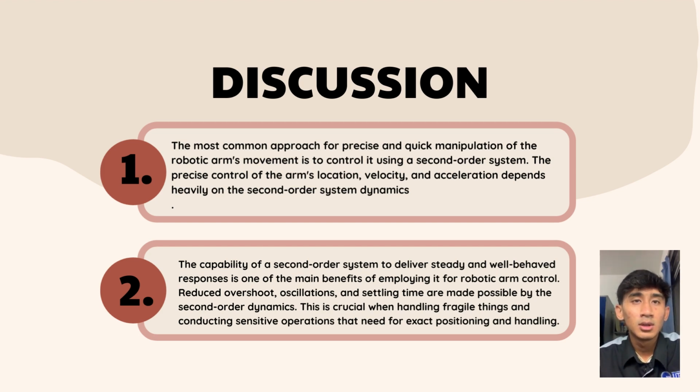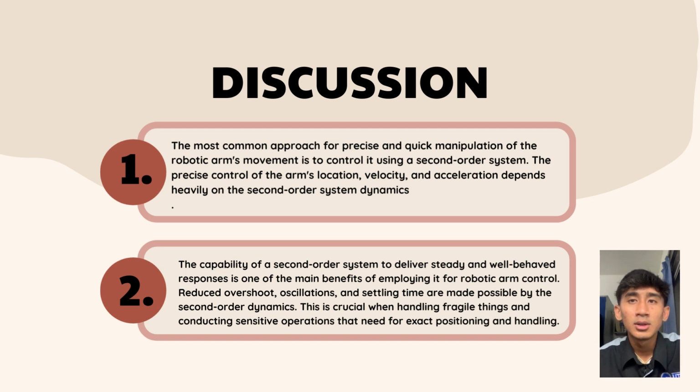22.781%. For discussion, the most common approach for precise and quick manipulation of the robotic arm's movement is to control it using a second order system. The precise control of the arm's location, velocity and acceleration depends heavily on the second order system dynamics. The capability of a second order system to deliver steady and well-behaved responses is one of the main benefits of employing it for robotic arm control.